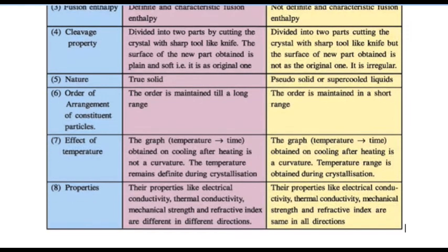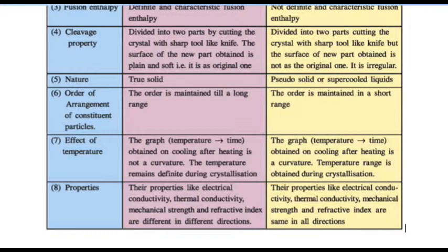Property 7. Effect of temperature. For crystalline solids, the graph of temperature and time obtained on cooling after heating is not a curve. The temperature remains definite during crystallization. On the other hand, for amorphous solids, the graph between temperature and time obtained on cooling after heating is a curve. A temperature range is obtained during crystallization.